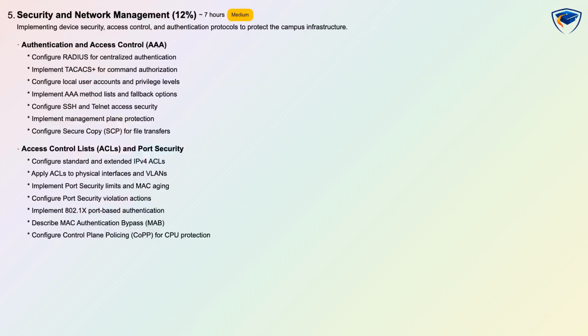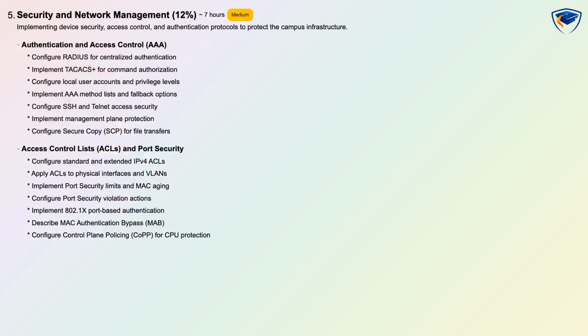Security and Network Management makes up 12% of the exam, is medium difficulty, and recommends about 7 hours of scenario-based practice. You will implement authentication and access control using RADIUS and TACACS+ plus local user accounts, AAA method lists and fallback options, and secure remote access through SSH and management plane protections.